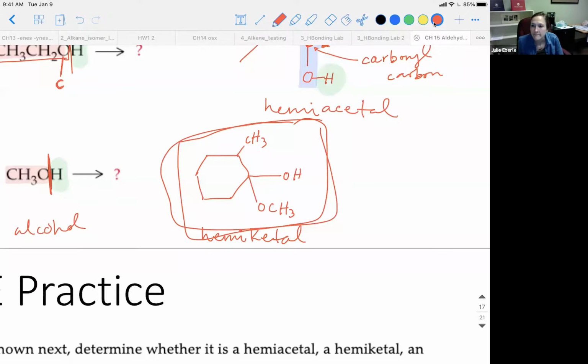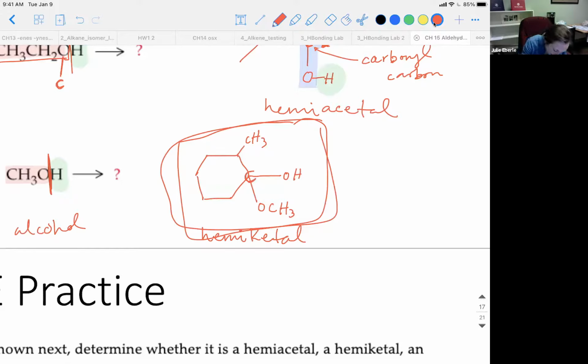Anybody? Is it because there's no hydrogen bonded to the... It's exactly right, Claire. If you look at this carbon right here, ask yourself, okay, what atoms do I have bonded to my carbon? If I have a hydrogen, it's a hemiacetal. But if I don't have any hydrogens bonded to this carbon, it's a hemiketal.